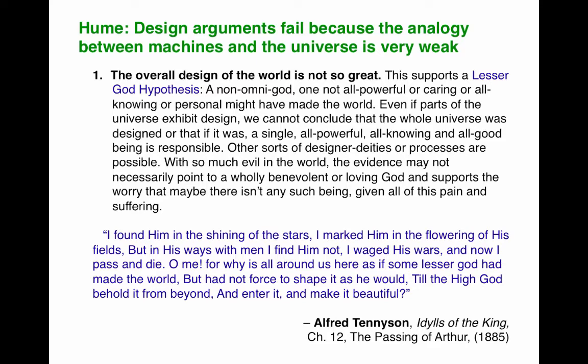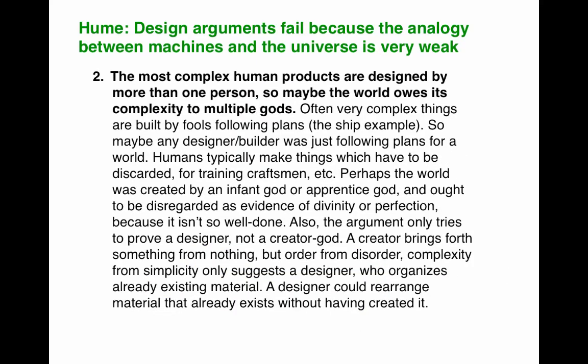David Hume makes the case that design arguments fail because the analogy between machines and the universe is very weak. The most complex human products are designed by more than one person, so maybe the world owes its complexity to multiple gods. Often very complex things are built by fools following plans. He gives the ship example. So maybe a designer builder was just following plans for a world.